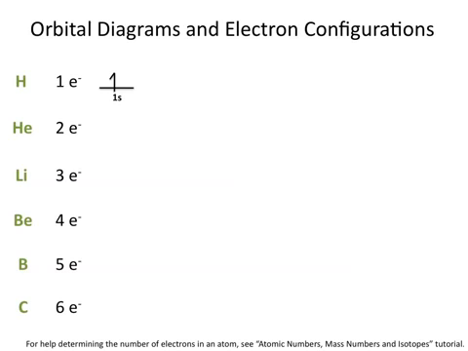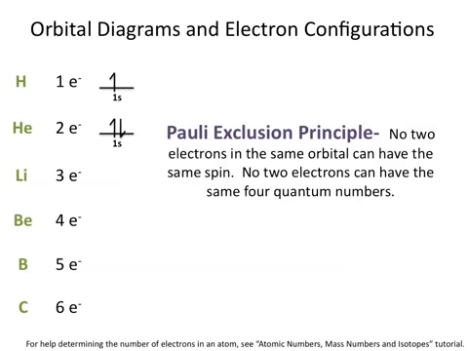Now let's look at the electron configuration for helium. We need to diagram 2 electrons. Remember that each orbital can hold 2 electrons. So we draw in the first electron, and then whenever you're going to pair up electrons in orbitals, they need to have opposite spins. So we diagram the second electron as an upside down half arrow, and this denotes that the 2 electrons have opposite spins.